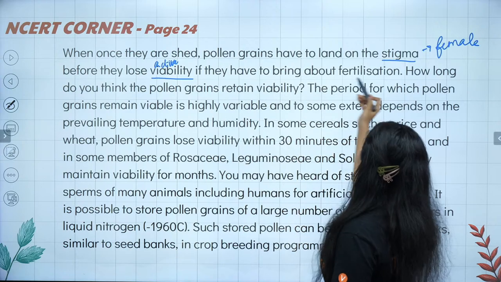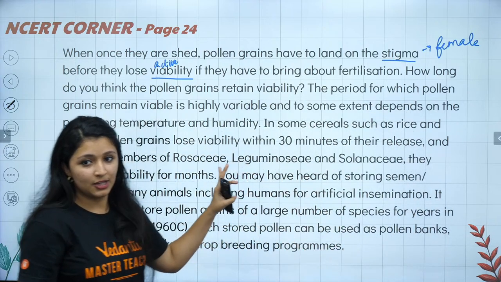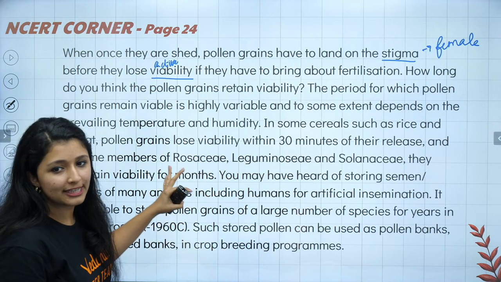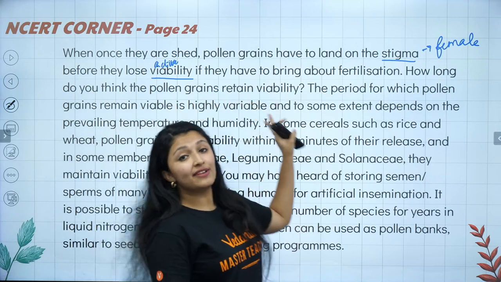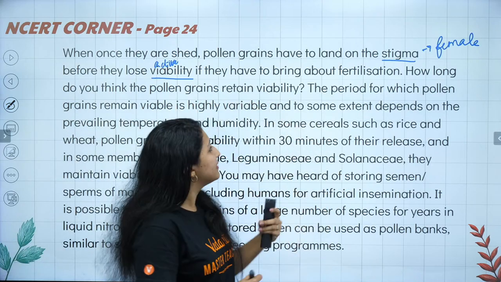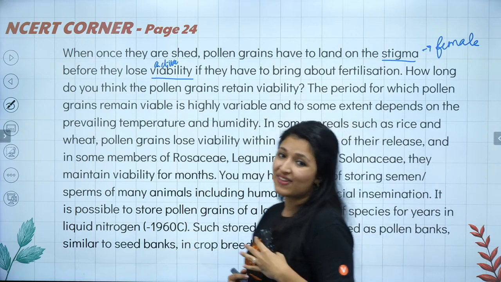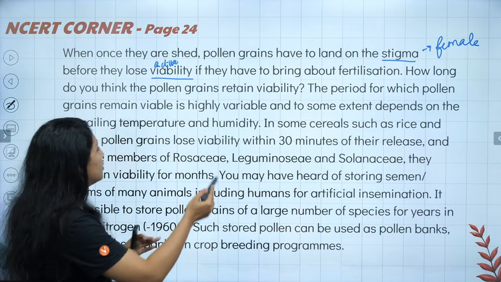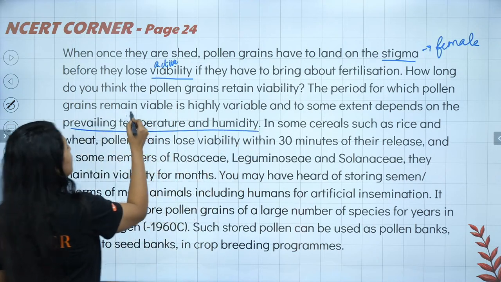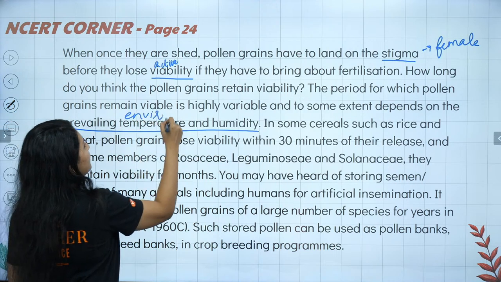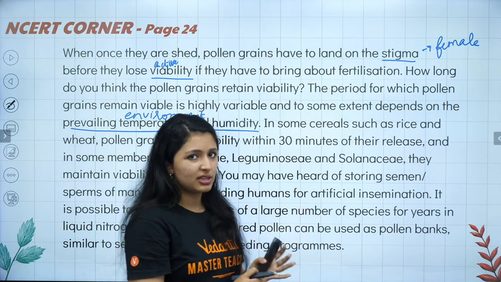Now, they have to bring about fertilization. The pollen grain has to land on the stigma. Hello, Arun. How long do you think the pollen grains retain viability? How long do you think they'll be active? It depends. The time limit is very variable. It depends on the environment as well.